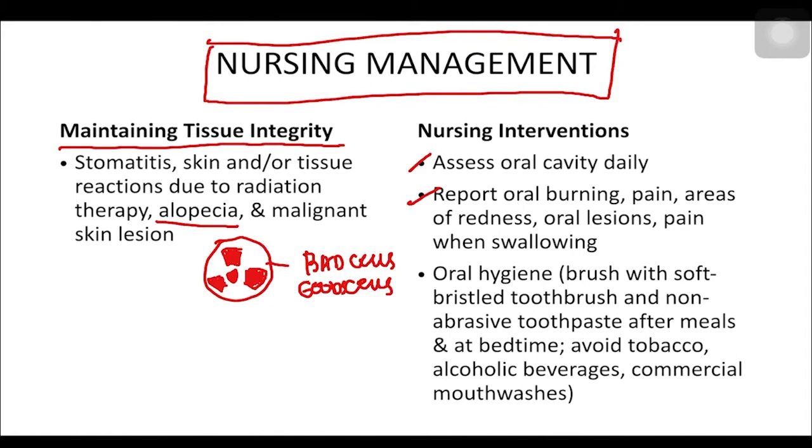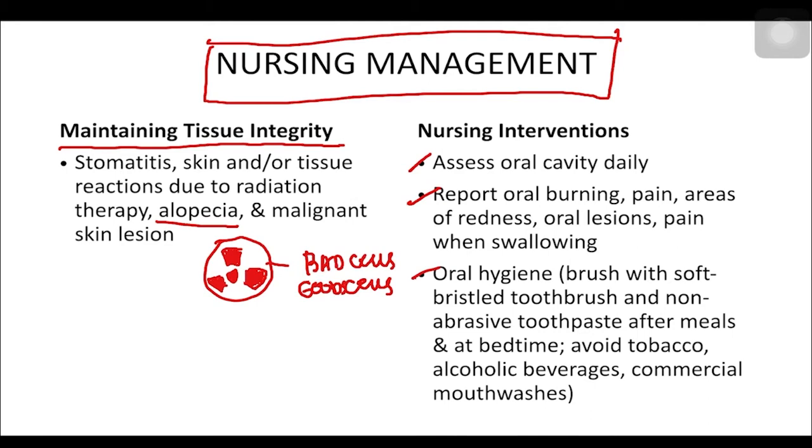Next one, provide oral hygiene. Same is true with dengue. Not that aggressive brushing. Use a brush with soft bristles. Use non-abrasive toothpaste after meals and at bedtime. Here, it also says to avoid tobacco, alcoholic beverages, and commercial mouthwash.